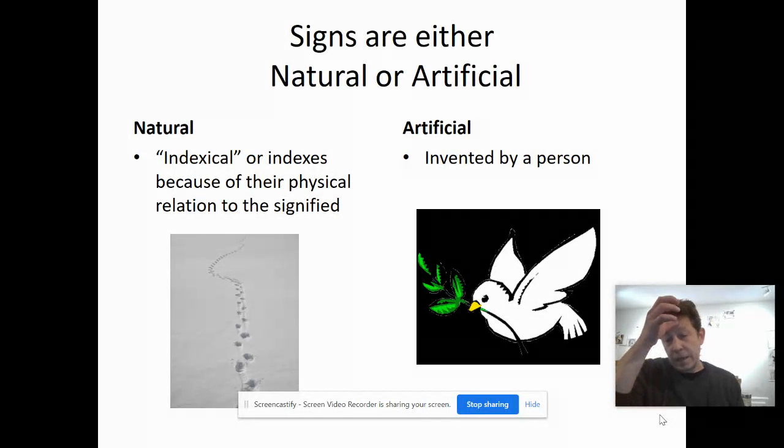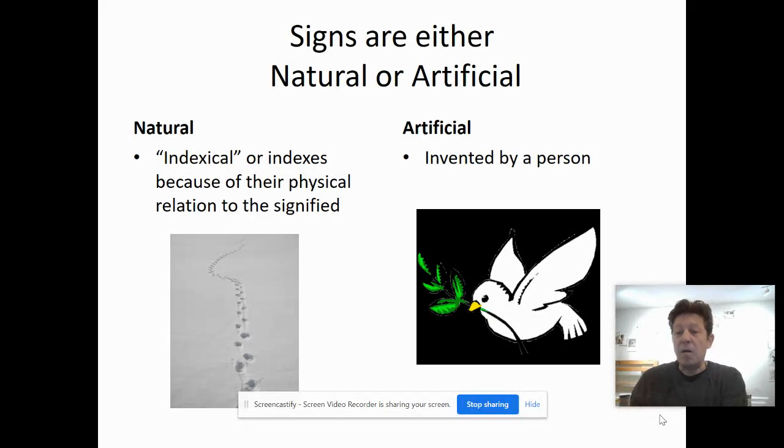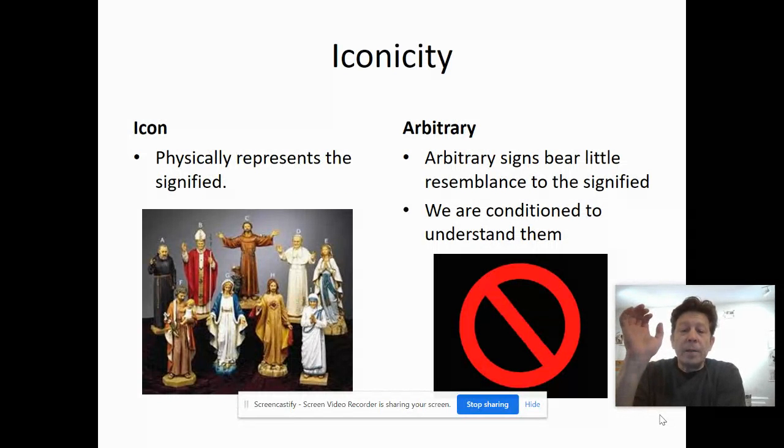Artificial signs are invented by people. So the dove with the olive branch here might represent peace or the passing of a difficult moment in time for someone else. And we communicate those to each other over a series of events or years until the point where everybody sees the dove with the olive branch and says, oh, that means peace. Okay? Then there are icons, and it goes on and on and on.